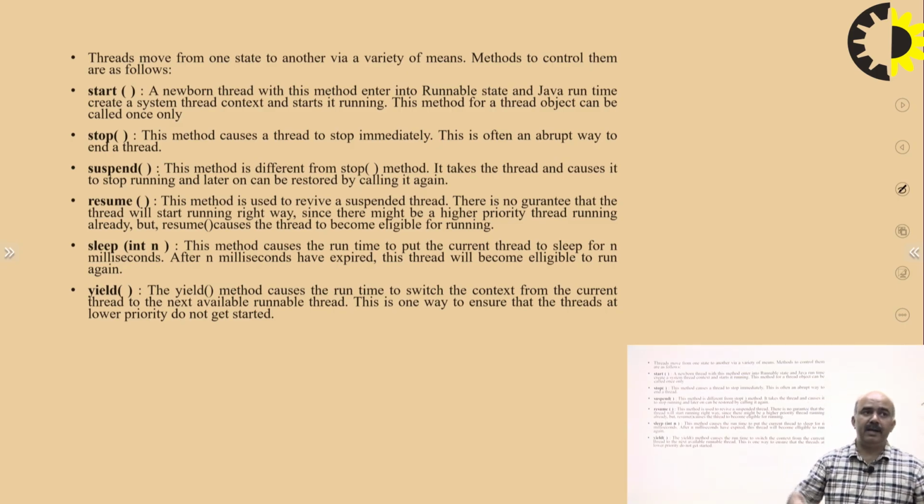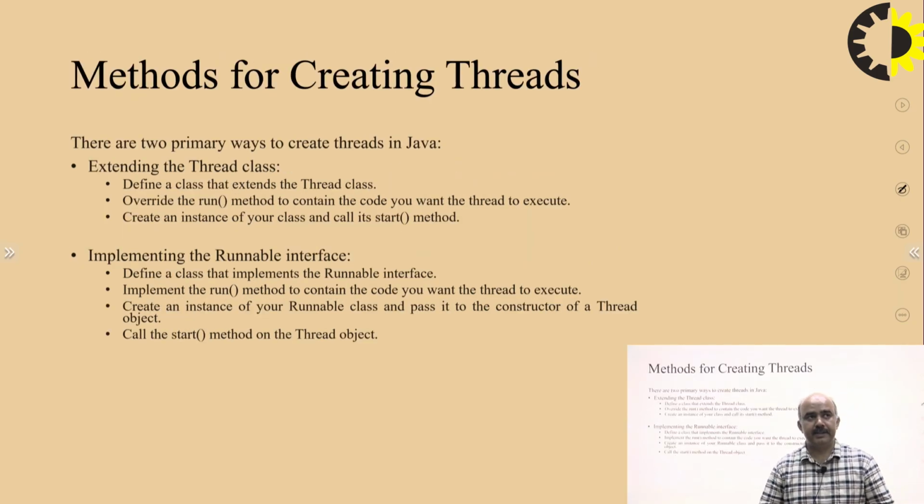Resume: when a thread is suspended, it can be revived, and it will move back to the runnable state. The sleep method is called by the runtime, which puts the current thread to sleep for n milliseconds. After n milliseconds, the sleeping thread becomes eligible to run again. Yield causes the runtime to switch context from the current thread to the next available runnable thread. This is one way to ensure that threads at low priority do not get starved.